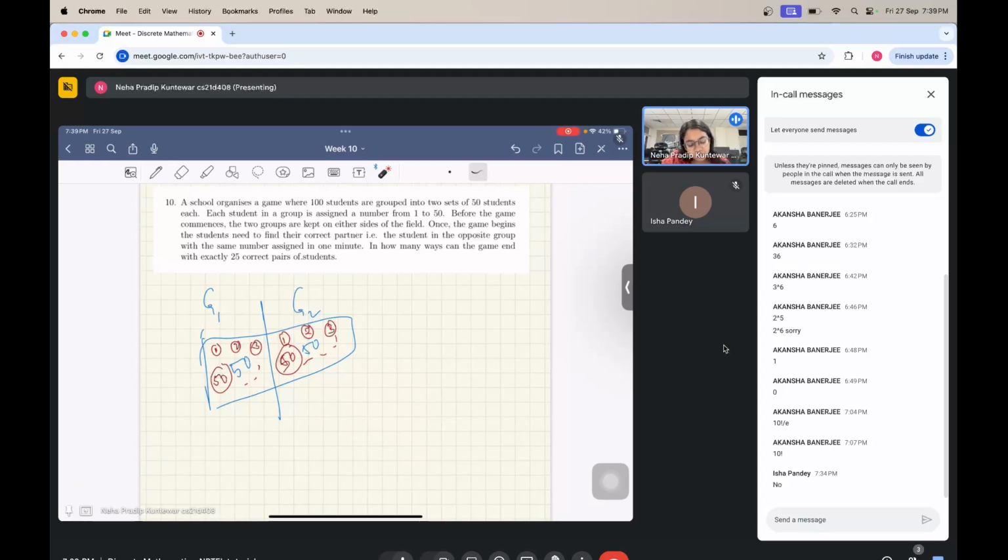So what you want to find out is the total number of ways in which the game can end, where there are exactly 25 people who are matched to their own partners, I mean the same numbered partners. So one possibility is 1 here is mapped to 1 here, 2 here, and so on up to 25 is mapped to 25 from the group G1 and G2. And for the rest of them, none of them gets their own numbered partner. So in how many ways can you do this?